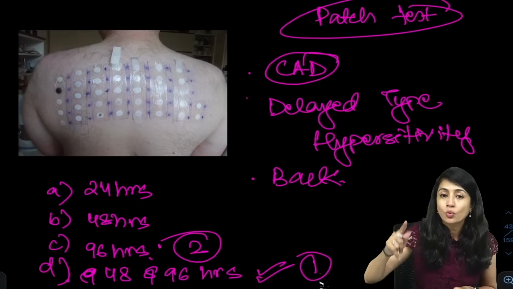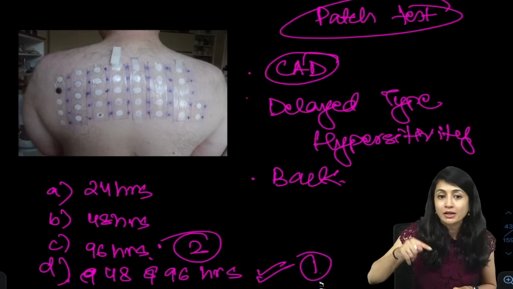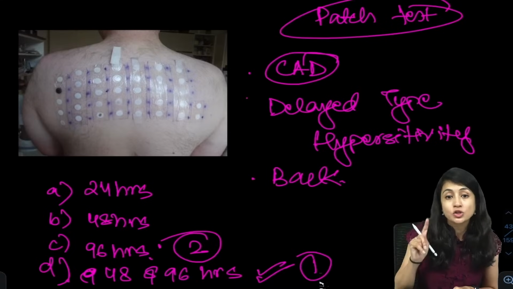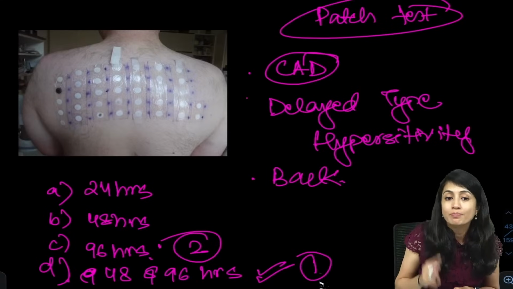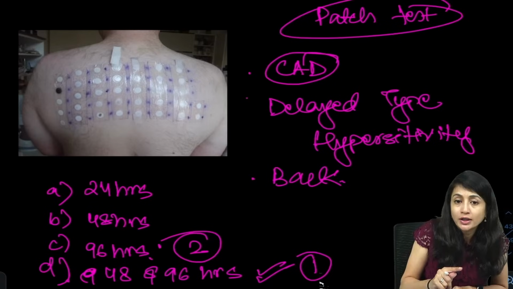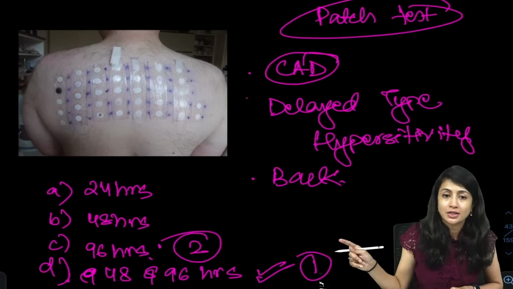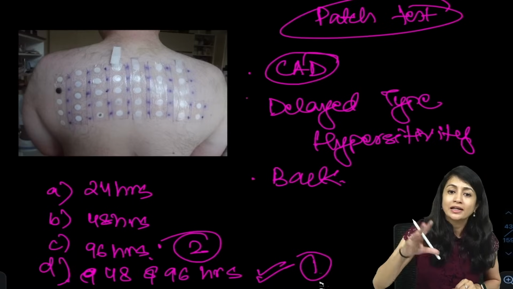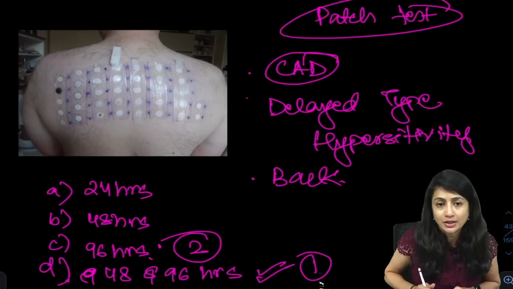So if I have to mark one, I will mark 96 hours. But if I have been given an option of 48 and 96 hours, it is best to check at 48 hours and then again check at 96 hours, because early reactors would show positivity at 48 hours and late reactors would show positivity at 96 hours.